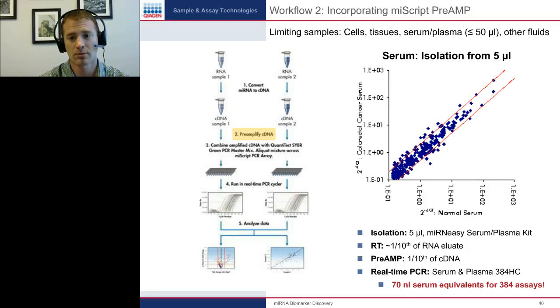Workflow 2 is where you incorporate preamp into your workflow. This would be again for limiting samples such as limiting cells, tissues, small amounts of serum or plasma, perhaps 50 microliters or less, or other fluids. Step 1, you convert your microRNA to cDNA. Step 2, you perform your multiplexed preamp. Step 3, you prepare your PCR premix and load your plate. Step 4, you run your experiment. Step 5, you analyze your data.